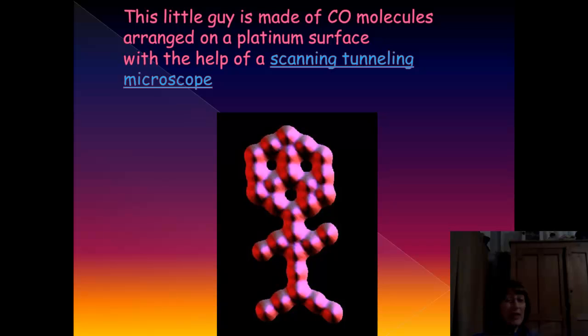Now those little bumps, that's pretty much the best picture of an atom that we can have. We can't see down into the atom and see the protons and neutrons and electrons, but they have actually taken pictures of atoms like this. This was taken through a scanning tunneling microscope, a really advanced microscope that we obviously don't have here at this school.